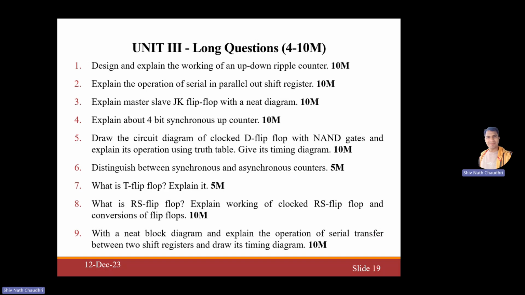The seventh one is what is a T flip flop? Explain it. So only the T flip flop is asked for 5 marks. And I have told you all the flip flops following some 7 to 8 steps, starting from the functional table, truth table, characteristic table, and all those things.